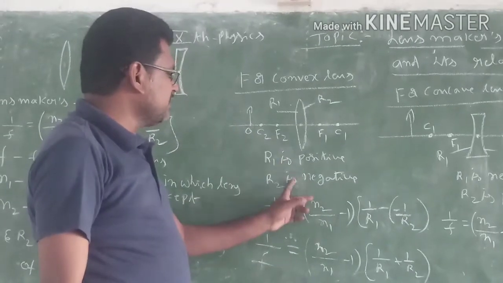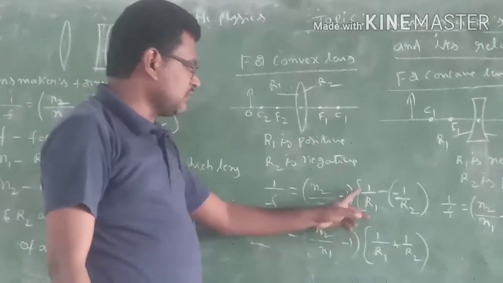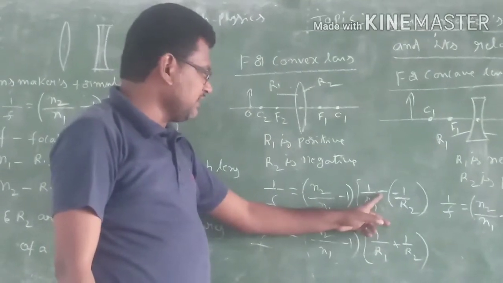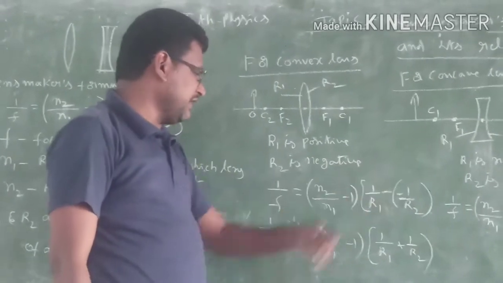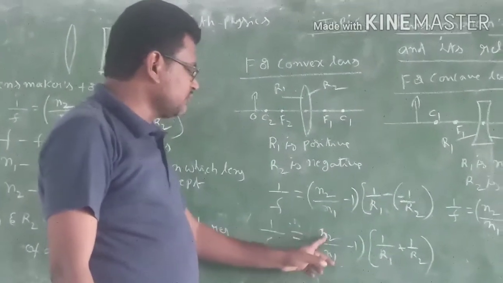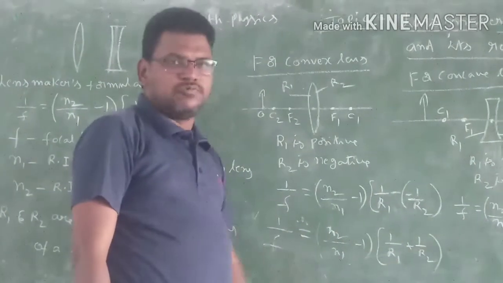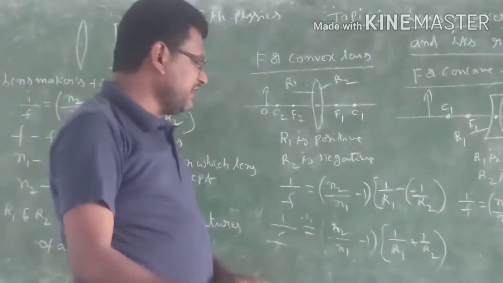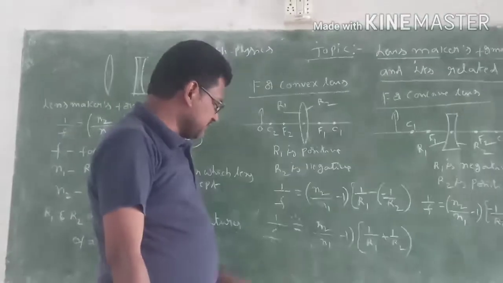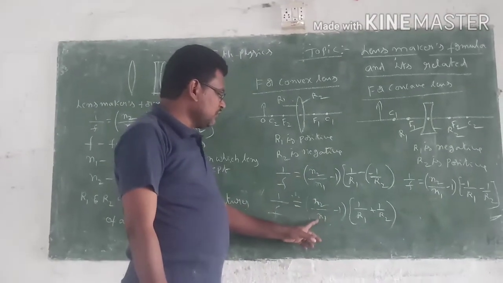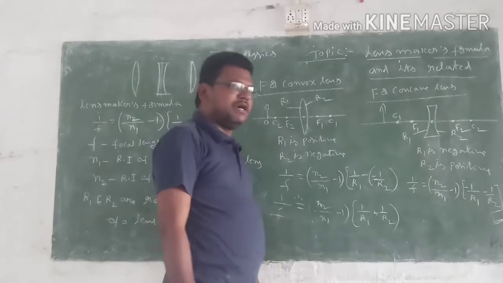Now substitute R1 positive, R2 negative. 1 by f is equals to n2 by n1 minus 1, 1 by r1 minus, so minus of 1 by r2 because here r2 is negative. 1 by f is equals to n2 by n1 minus 1 into 1 by r1 plus 1 by r2. So the lens maker's formula becomes like this for a convex lens: 1 by f is equals to n2 by n1 minus 1 into 1 by r1 plus 1 by r2.